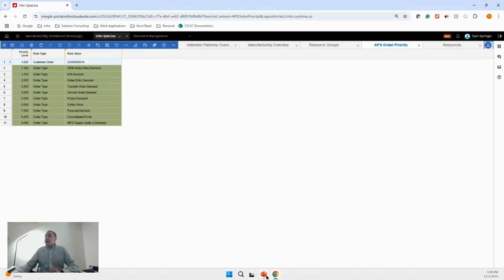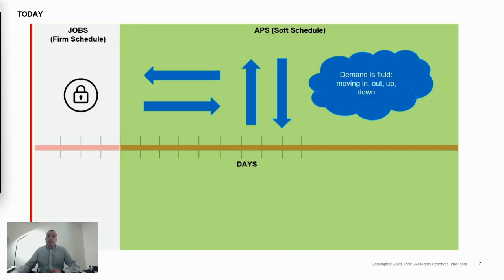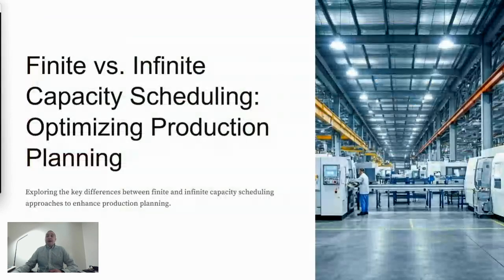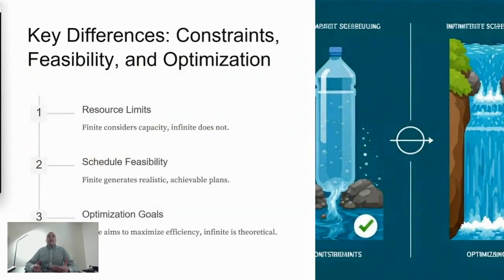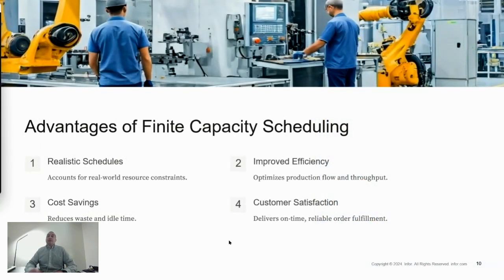and what's being achieved first. And then just kind of wrapping things up here, or the last couple slides, just wanted to highlight how finite versus infinite scheduling. Again, as we reviewed, we have different resource limits. Finite considers capacity, infinite does not. Scheduling feasibility, finite generates realistic, achievable plans, right? APS's main goal is make a promise, keep a promise, and optimization goals, finite aims to maximize efficiency, infinite tends to be more theoretical. And just a few of those advantages: realistic schedules, improved efficiency, cost savings, which typically every business is trying to achieve, and last but not least, customer satisfaction.